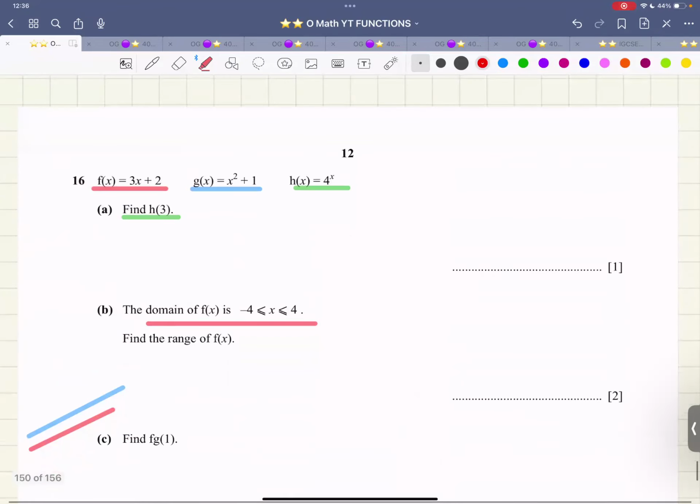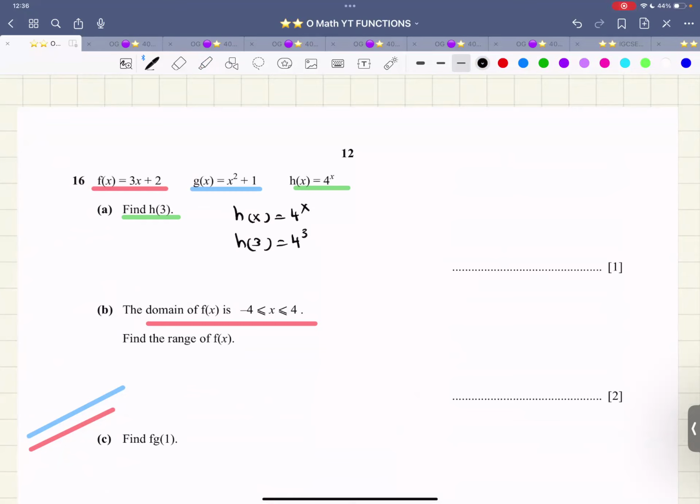Let's work it out. First of all, the first thing is very simple, h of 3. So first write h(x) is 4 power x. Therefore, h of 3 is 4 power 3. Cube of 4 is 64. So write 64.